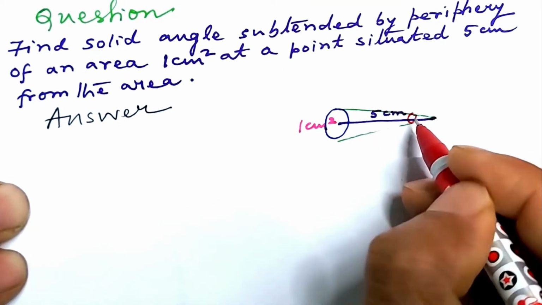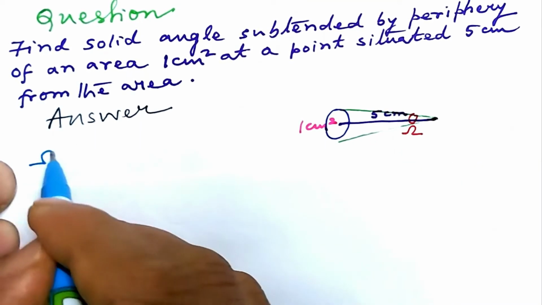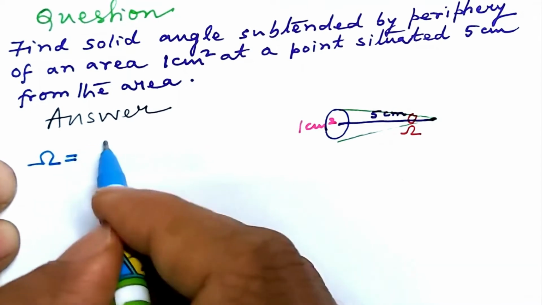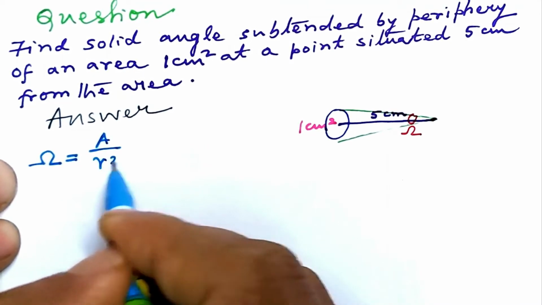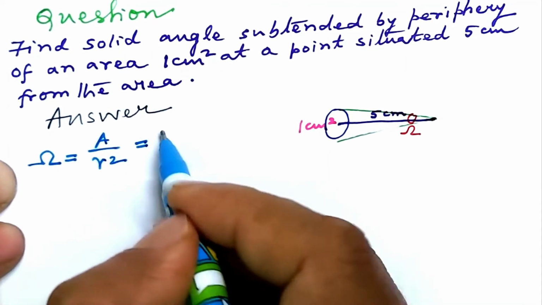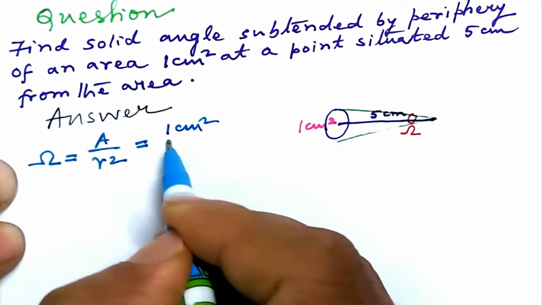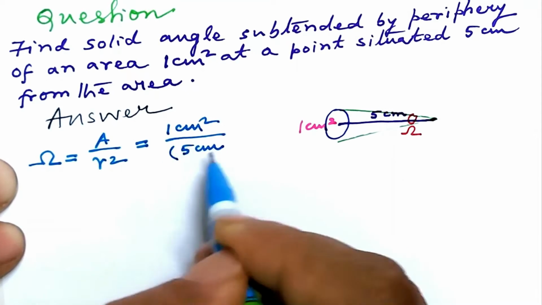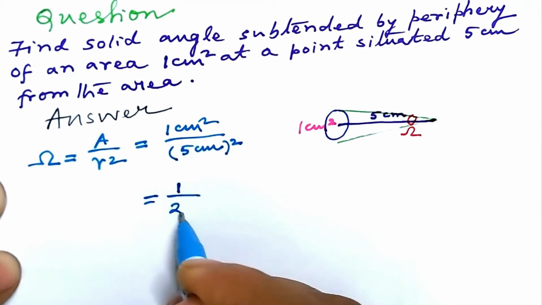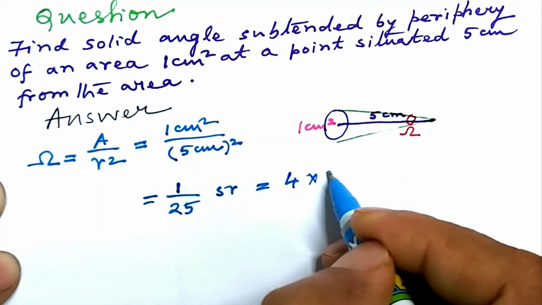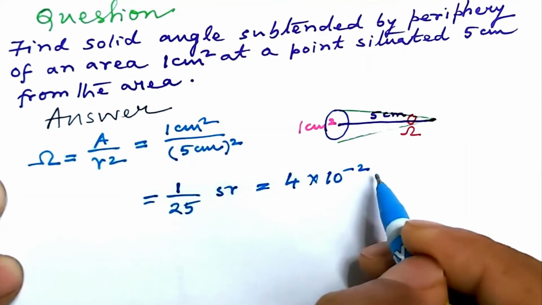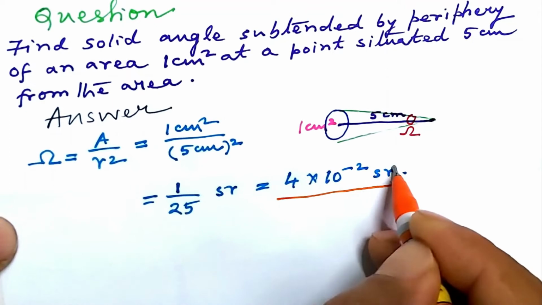A solid angle is created, say omega, given by definition as area A by distance square, that is r square. So it is 1 centimeter square divided by 5 centimeter square, which is 1 by 25 steradian, or 4 into 10 raised to the power minus 2 steradian. This is the answer.